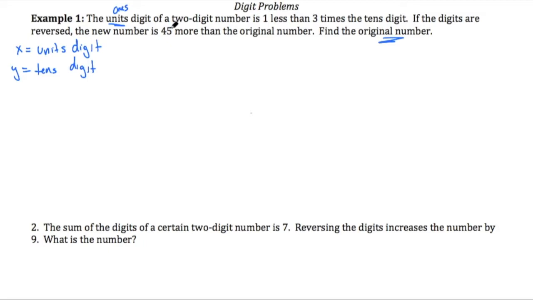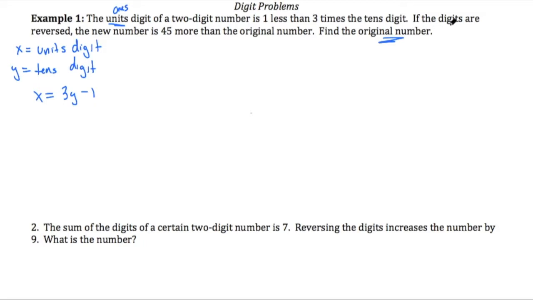They've told us that it's a two-digit number and the units digit is 1 less than 3 times the tens digit. So that basically leads us to an equation. The units digit, x, is 1 less than 3 times the tens digit. So 3 times the tens digit and 1 less than that. So that's our first equation right from that first sentence.